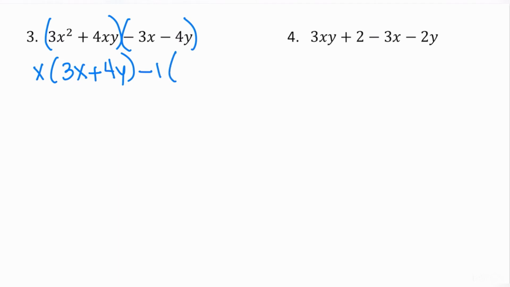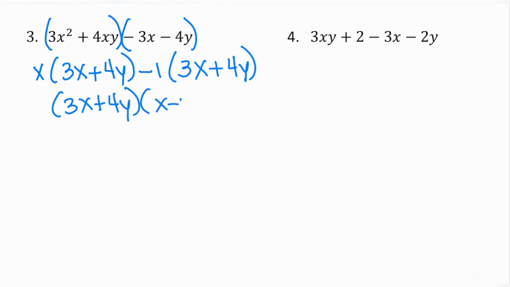And then -3 divided by -1 is +3, so I'm going to write 3x. Then -4 divided by -1 is +4y. So again, great news. I see 3x plus 4y to the left of that minus that's separating the two parts. And then I have 3x plus 4y to the right. So I'm going to factor out 3x plus 4y. And I'm left with x minus 1. And that's my final answer.